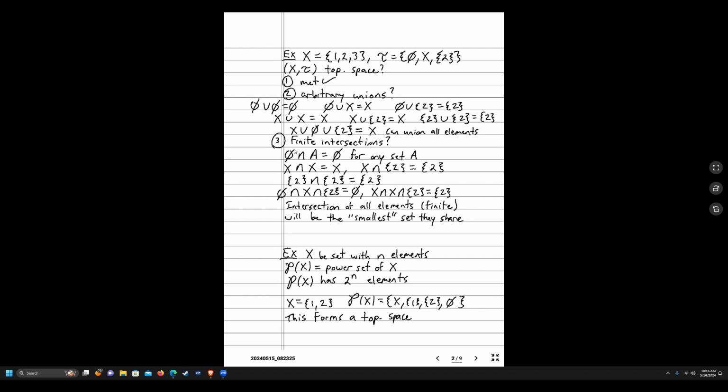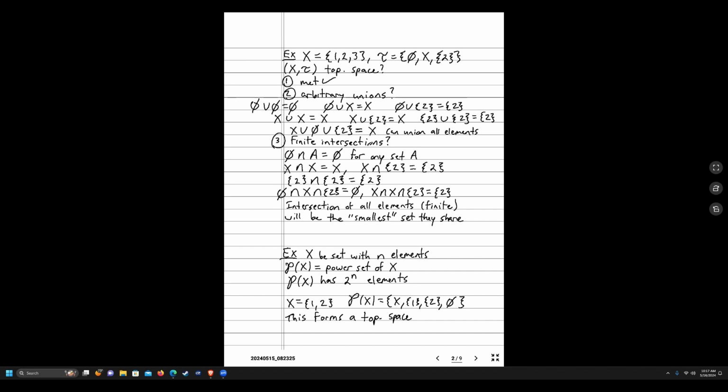And I know when I intersect the empty set with any set, it's going to be the empty set. So that's what I wrote here. If I take the empty set and intersect it with all of these subsets, they're going to be the empty set, which is part of our collection. The empty set intersect with X is the empty set. The empty set intersect with the subset {2} is the empty set. And these are all part of our collection of subsets.